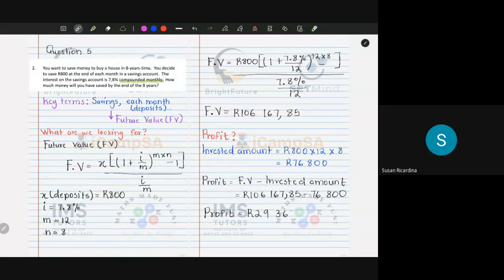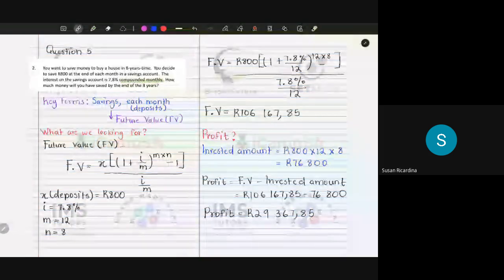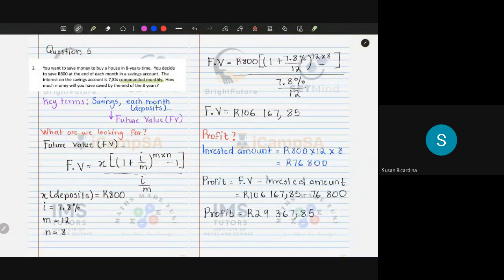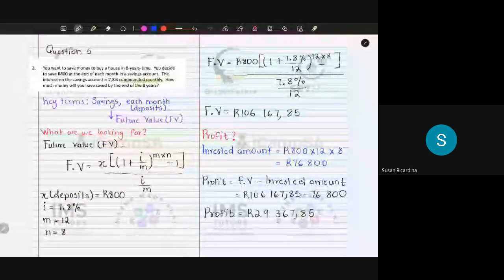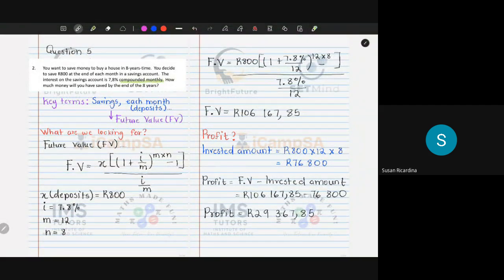29,367.85. Okay. So 5 or 8 years later, the amount we would have accumulated on top of what we put in would be 29,367.85. Is this a good investment, guys? Maybe yes, maybe no. I don't know. But it's good enough.